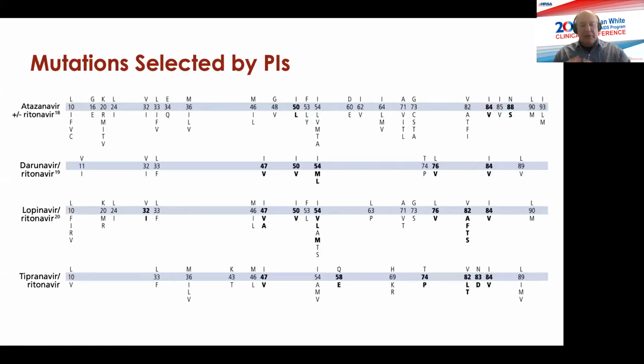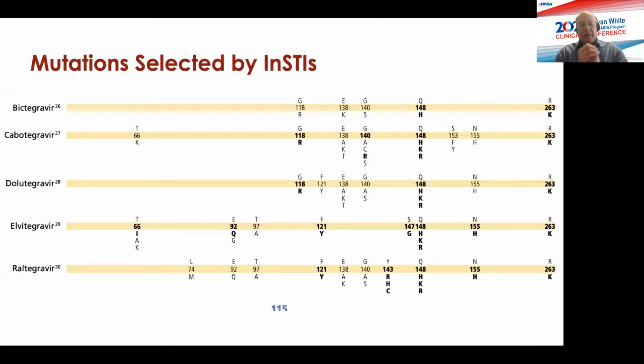The PIs are a little bit more complicated because it usually takes multiple mutations in the genome. The exception might be the I50L mutation for atazanavir, but the rest of them require multiple mutations for them to be taken out. And so you get shades of gray in terms of the activity of a drug, even when a resistance mutation is present. And then we see the integrase inhibitors.